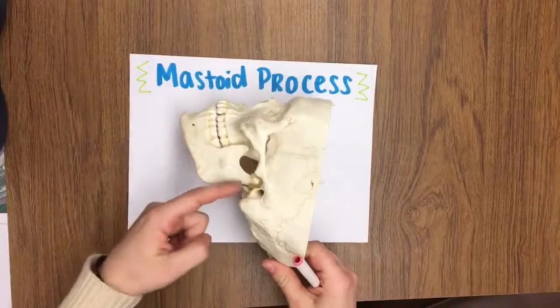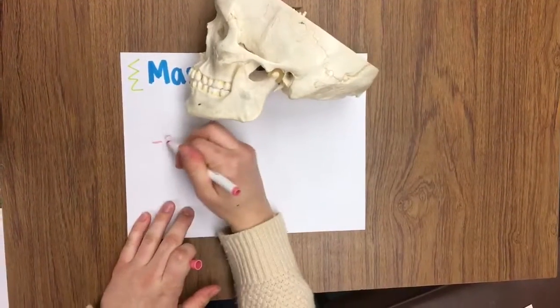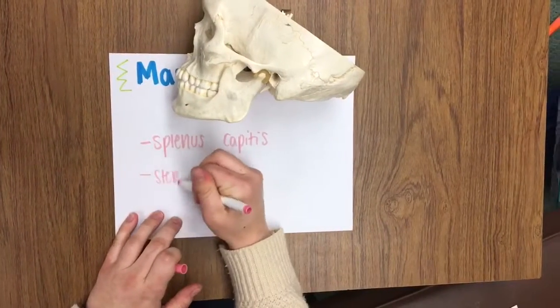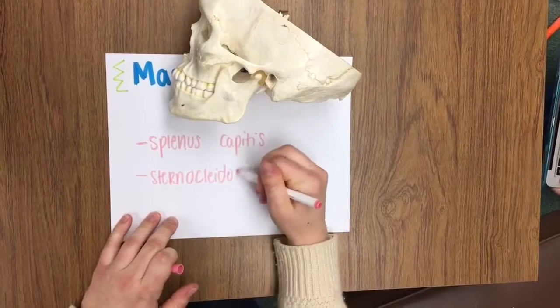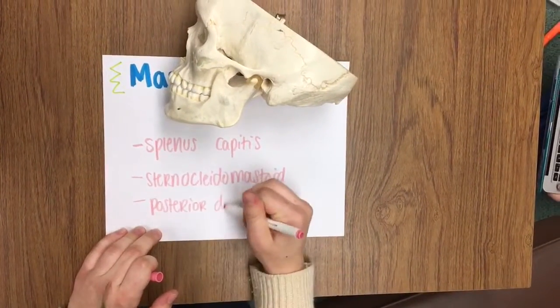The next example is the mastoid process of the skull. It is an external conical projection connecting to the temporal bone of the skull. It provides attachment for the splenius capitis, the sternocleidomastoid, and posterior digastric muscles. If you put your finger right behind your ear, you should be able to feel a large bump. This is your mastoid process.